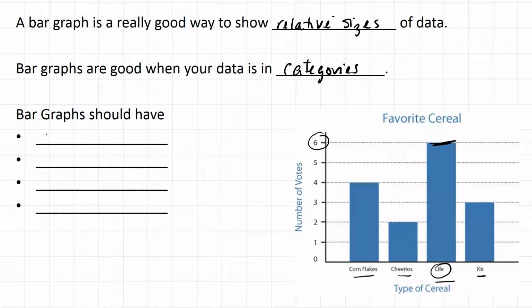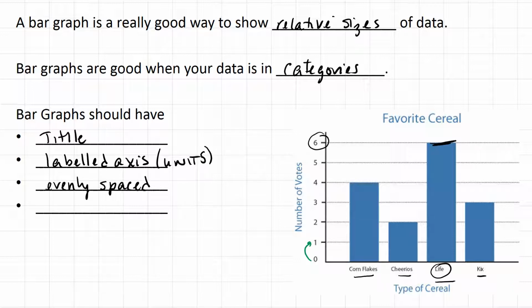All bar graphs should have a title and labeled axes. And make sure you include units if needed on your axes. It also should have axes that are evenly spaced. So the jumps on the vertical axis should be the same. That goes up by 1, that goes up by 1, and that should be consistent all the way up the axis.